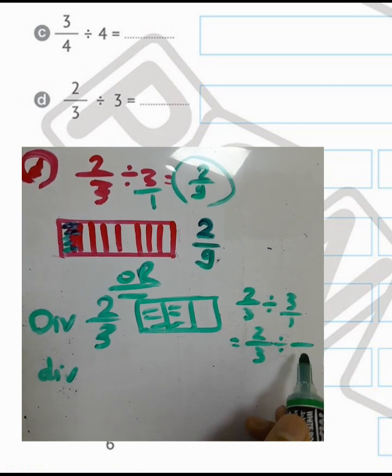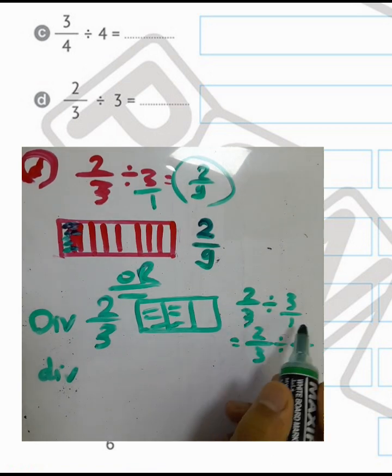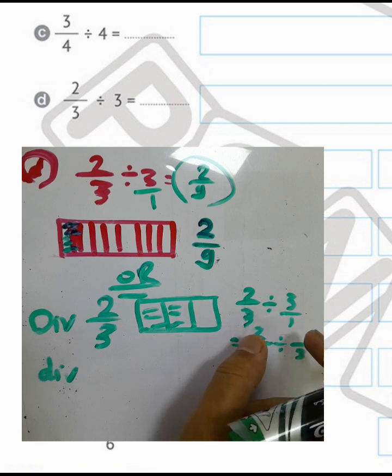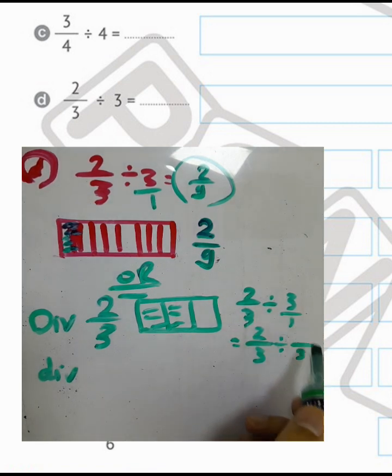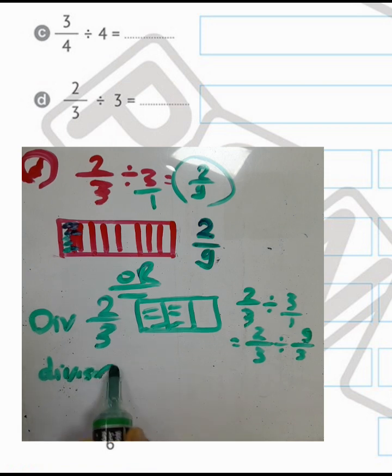It will be 3 because 3 can divide by 1. Then 3 is the least common multiple of 1. 3 times 1 equals 3 and 3 times 3 equals 9. And then here the divisor reverse to this model.